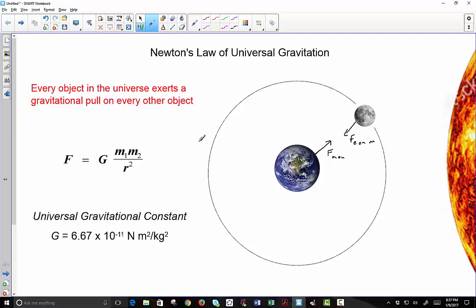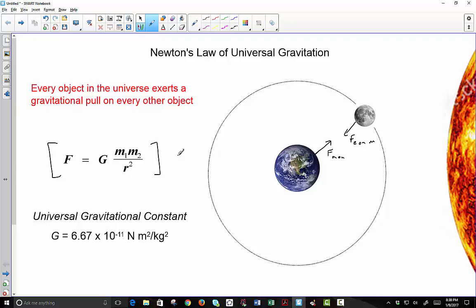So for every object, according to this law, the gravitational force exerted by one object on another is equal to G, the universal gravitational constant, and it's this number down here. It's equal to that times the product of the two masses divided by the distance between them squared. Now I wrote it with an R. Sometimes you'll see this with a D, just the distance between them.